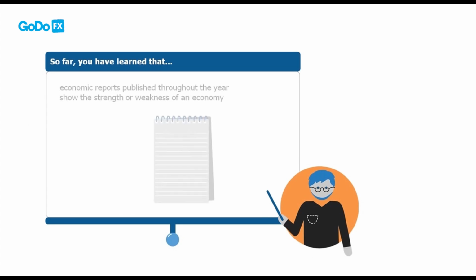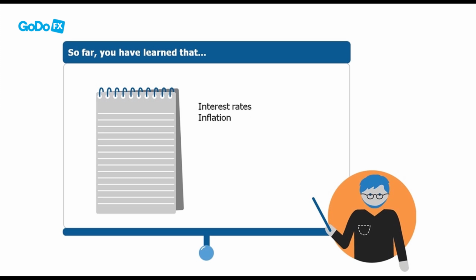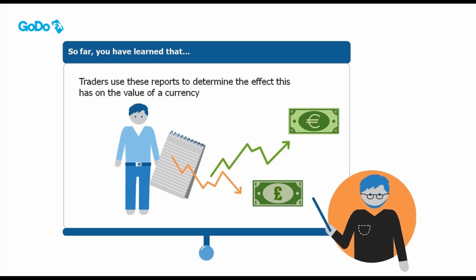So far, you have learned that economic reports measure how strong an economy is. Economic reports are published throughout the year and the publishing times are released ahead of time. Interest rates are one of the most important drivers of a currency. They can be used as a tool by a central bank to either reduce inflation or stimulate the economy. Inflation measures how quickly the price of goods and services rise. Central banks will try to target an acceptable rate of inflation. Hawkish and dovish refer to how the central bank will manage inflation and growth. Traders use these reports to determine the effect that it has on the value of a currency.